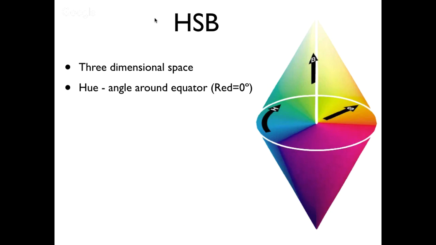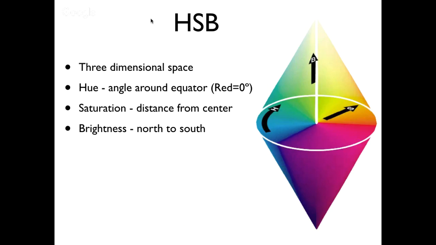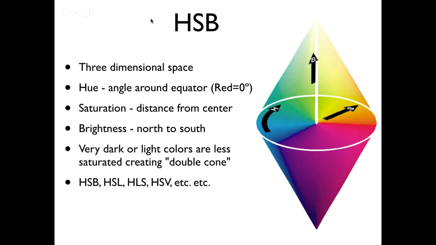So this is a three-dimensional space. Red, by definition, is at 0 degrees. Saturation is the distance from the center. Brightness is north to south. You'll hear all of this all the time: HSB, HSL, HSV, all of these are variations on a theme. They are not identical, but they're close enough that, looking at this model, you can see them as being, for the most part, the same. However, you cannot generate this directly. All of this is calculated from RGB.